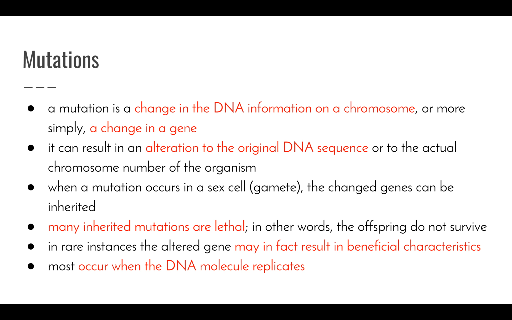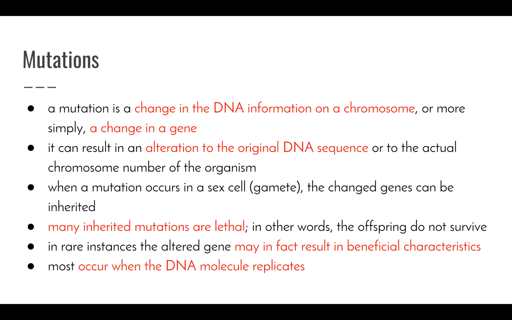When a mutation occurs in a sex cell, such as our sperm or our eggs, the changed genes can be inherited. Many inherited mutations are lethal, so in other words, the offspring will not survive through the length of the pregnancy and therefore will not be born.